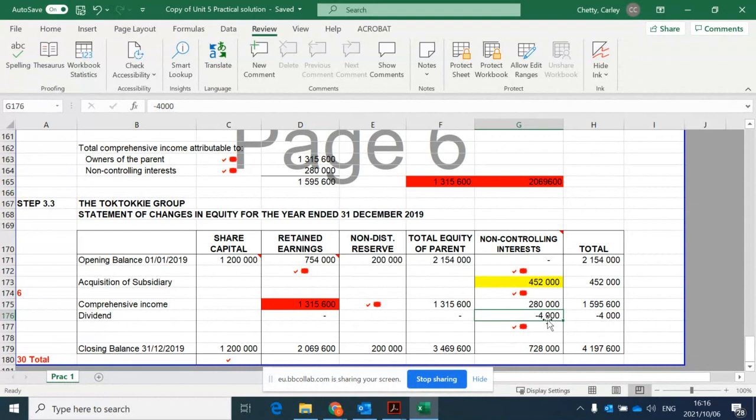And that amount, the non-controlling interests are outside the group really. So we show their dividend amount of 4,000 Rand. And then once we have that, we are totaling up here. And then this will give us all of our totals in our statement of changes in equity.